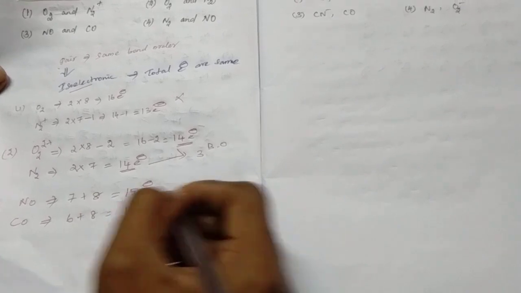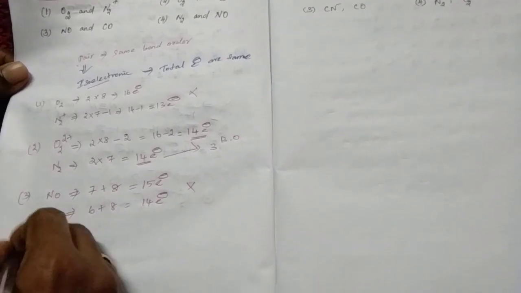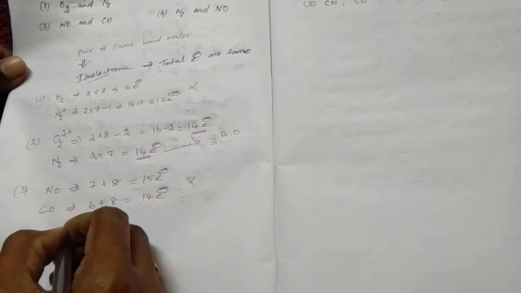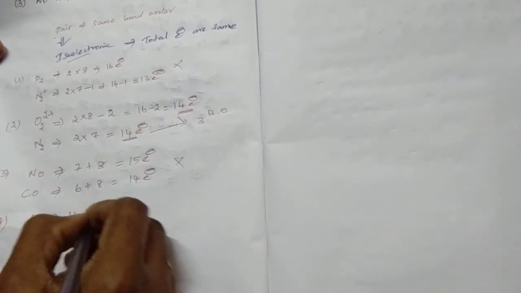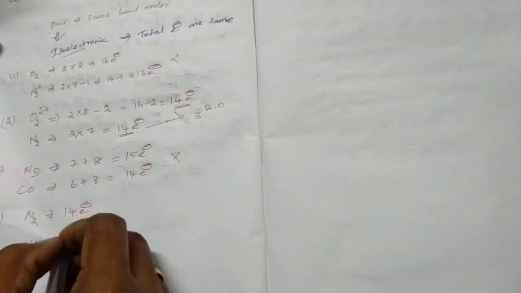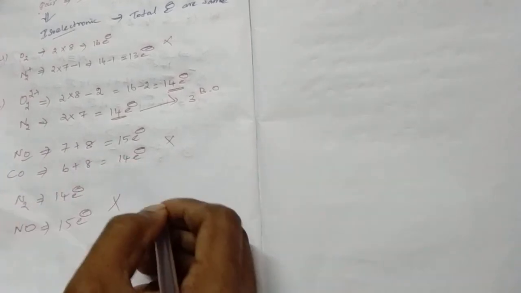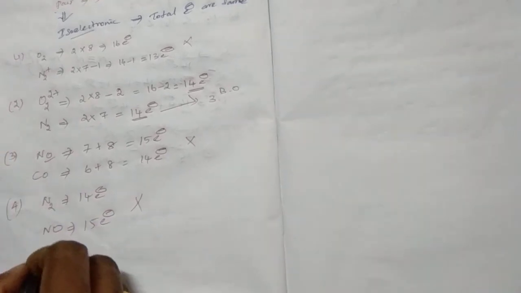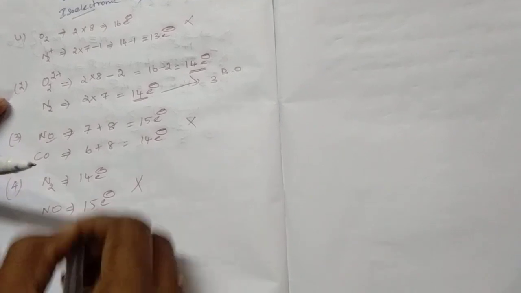Both are not equal, so this is not isoelectronic. Next, nitrogen. We already know nitrogen has 14 electrons. NO here has 15 electrons, so both are not equal. So this option is not correct. The correct option is option 2. So option 2 is the correct answer.